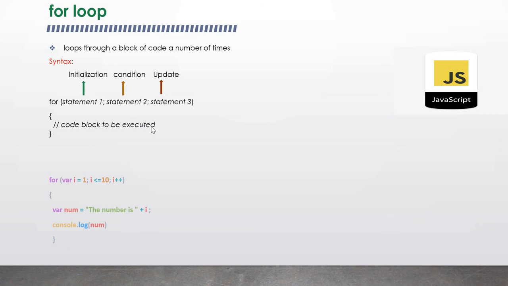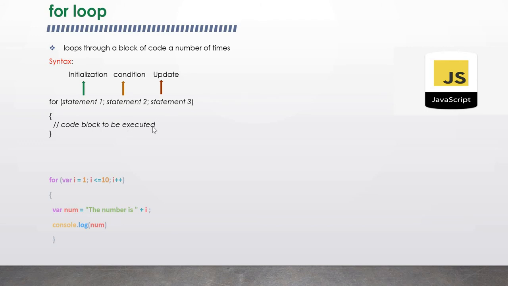Then there are curly braces, and the code block that you need to execute goes over here. Statement 1, as I said, is used for initialization, and it executes only one time, before it executes the block of code. This part always executes just one time at the beginning of your for loop. It will never execute again, no matter how many times the loop continues.